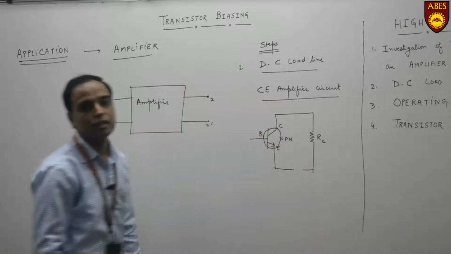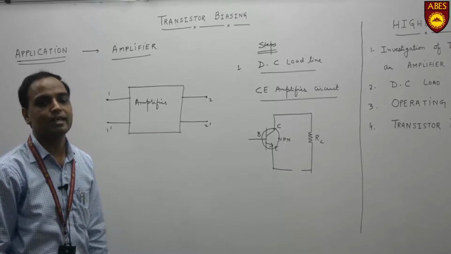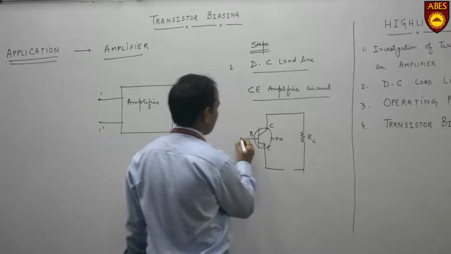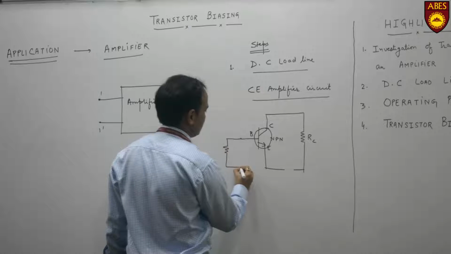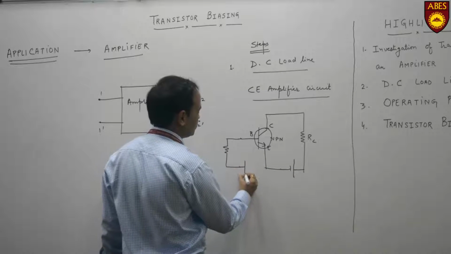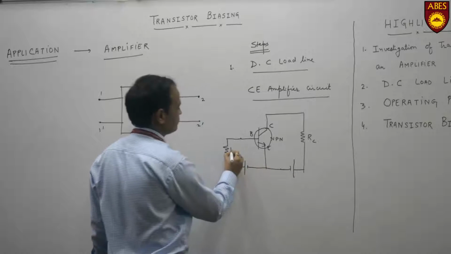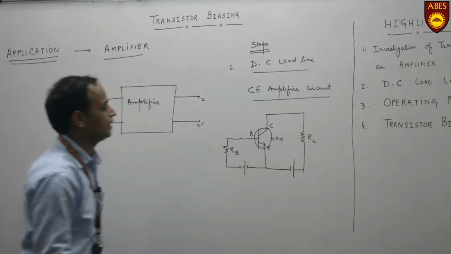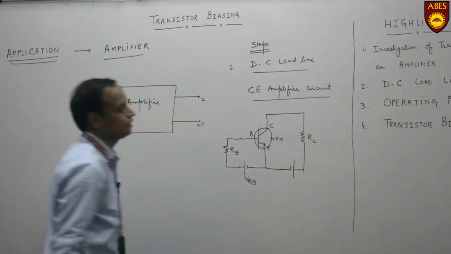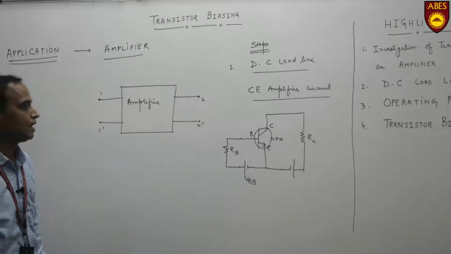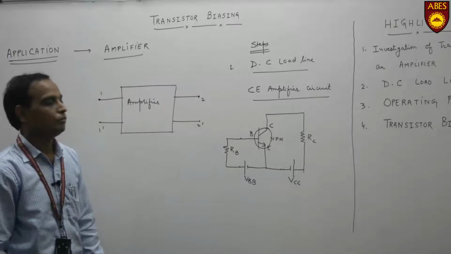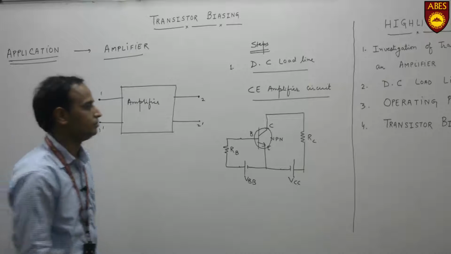Since we know that in order to use a transistor as an amplifier, it needs to be operated in the active region, the output junction needs to be reverse biased and the input junction needs to be forward biased. So here I have put VBB, which represents that the input junction is forward biased, and here I have a biasing battery which has reverse biased the output junction.